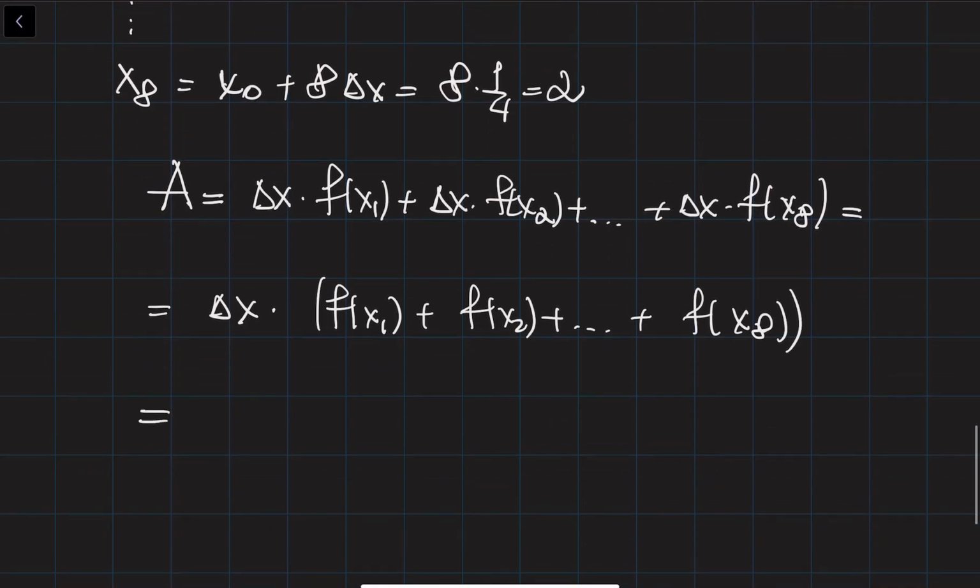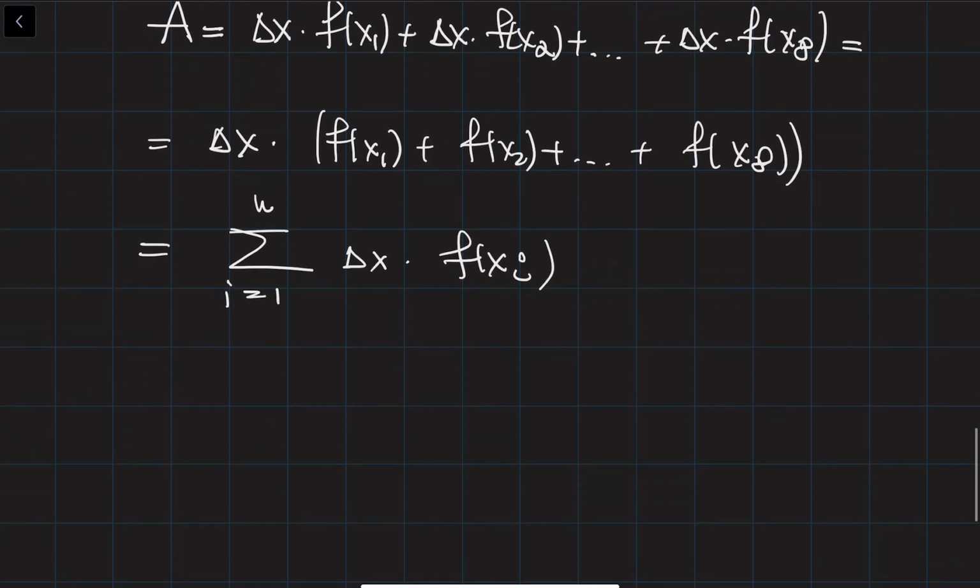And we can write this down in sigma notation. It's going to be the summation of i goes from 1 to n of delta x times f of xi. So that's going to be the area, approximately. So the area is approximately the summation of i goes from 1 to n of delta x times f of xi.